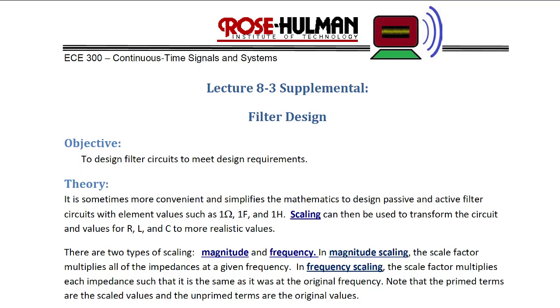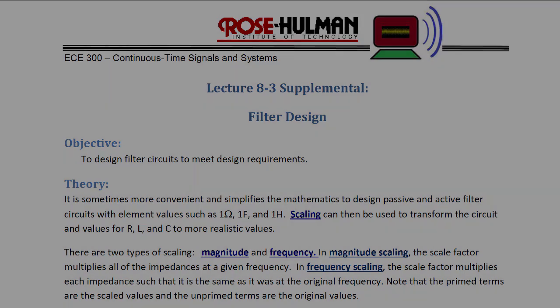There are two types of scaling, magnitude and frequency. In magnitude scaling, the scale factor multiplies all of the impedances at a given frequency. In frequency scaling, the scale factor multiplies each impedance such that it is the same as it was at the original frequency. Note that the prime terms are the scaled values and the unprimed terms are the original values.